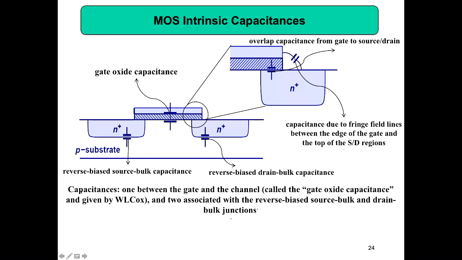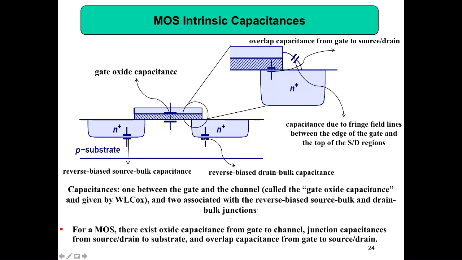Then capacitances: one between the gate and the channel, called gate oxide capacitance, given by W L into C_ox, and two associated with the reverse biased source bulk and drain bulk junctions. See these two capacitors. For a MOS, there exist oxide capacitance from gate to channel, junction capacitances from source or drain to substrate, and overlap capacitance from gate to source or drain. See, so you got more capacitances.